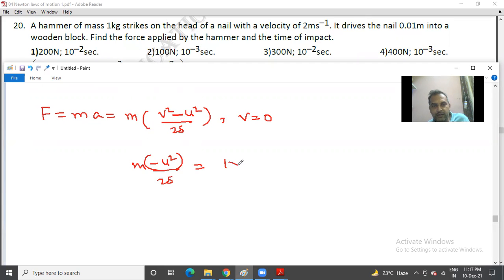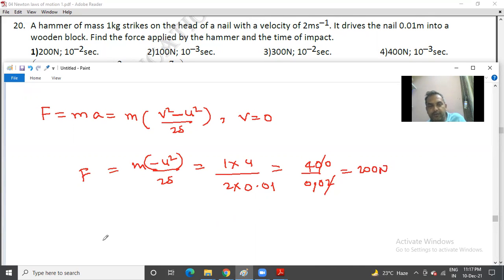The mass of the hammer is 1 kg. The velocity with which it is hitting the nail is 2, so u square will be 4. And 2 into s, where s is 0.01. For every hit, the nail goes inside the wooden plank a distance of 0.01. So we get force is equal to 4 by 0.02. So it will be 400 by 2, and force is 200 newtons.